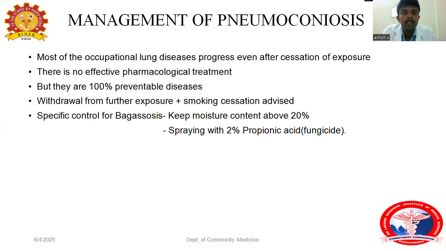Management of pneumoconiosis. So most of the occupational lung diseases progress even after cessation of exposure. So there is no effective pharmacological treatment, but they are 100% preventable diseases, and withdrawal from further exposure, smoking cessation is advised. So specific control of bagassosis is to keep the moisture content above 20% and spraying with 2% propionic acid.